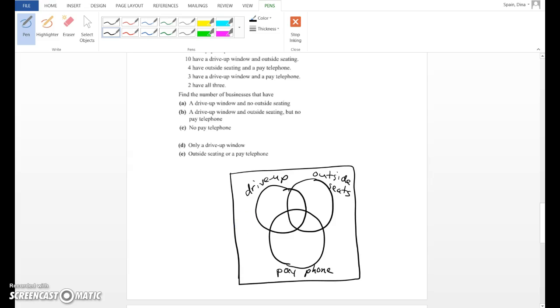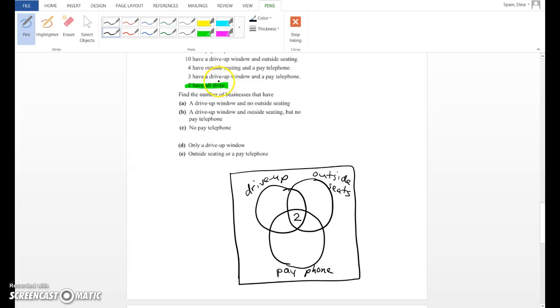Okay, so what you do to start filling this out, you start with the intersection of all 3 of them. That's the easiest thing to do, and then we're going to work our way out. It says that 2 businesses have all 3. So I'm going to put a 2 right in the middle where all 3 of them intersect. And we're going to work our way out.